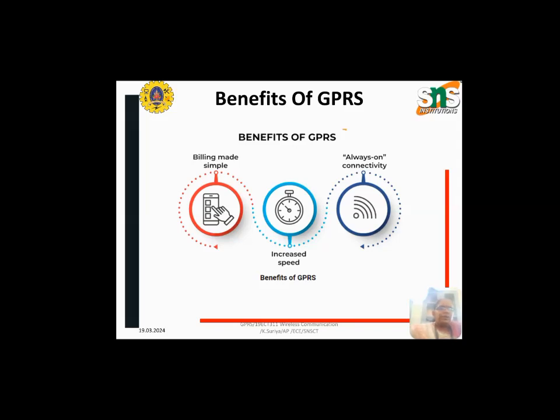So several benefits of GPRS are shown in this diagram. The first one is billing made simple. Compared to circuit switch services, GPRS packet transfer offers better consumer billing. When it comes to circuit switch services, the cost is determined by the length of the connection. One of the significant disadvantages of circuit switching for IoT is cost efficiency. The connection length determines the subscriber's operating cost in the circuit switch.